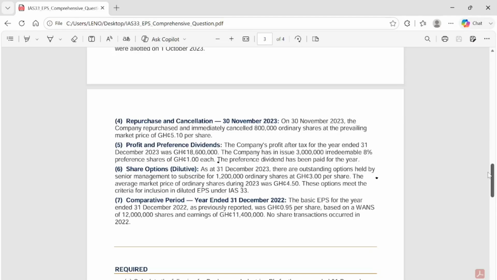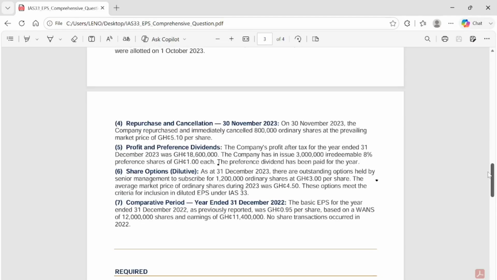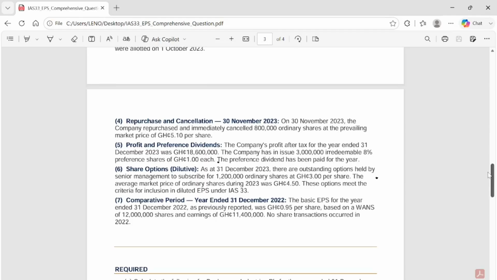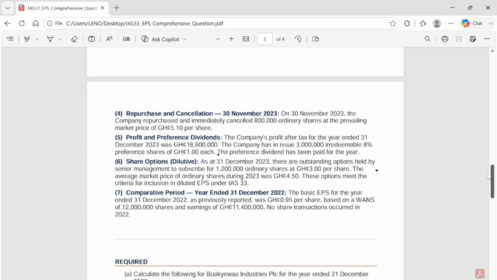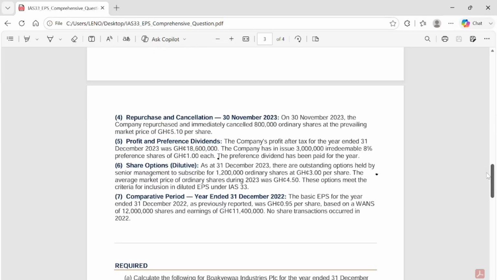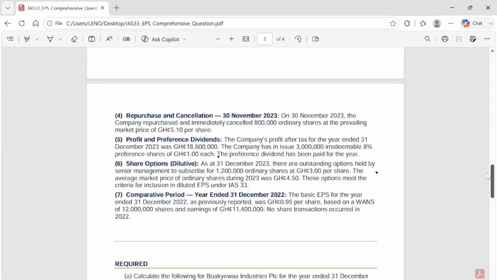Profit and preference dividend were declared. The profit is 18.6 million. The company has in issue 3 million irredeemable 8% preference shares. The preference dividend has been paid for the year. We have a dilutive share option. As at December 2023, outstanding options held by senior management to subscribe 1.2 million ordinary shares at 300 pesos per share. The average market price of ordinary shares during 2023 was 480 pesos. The options meet the criteria for inclusion in diluted earnings per share under IAS 33.